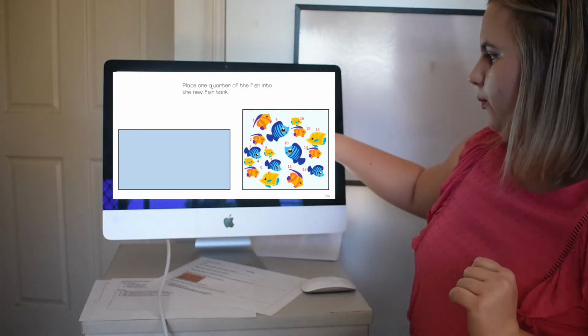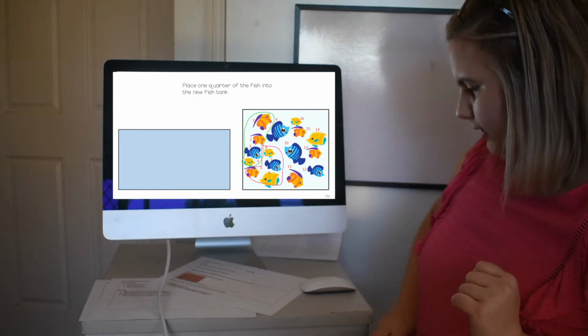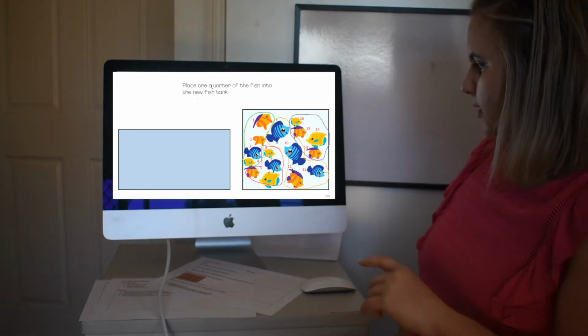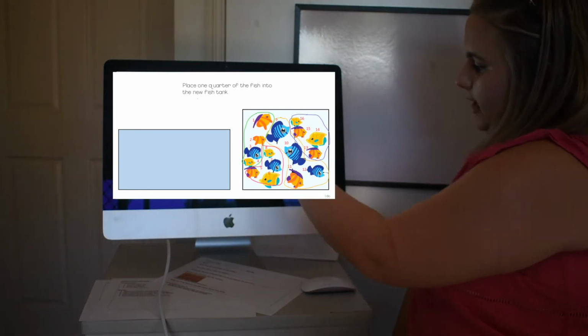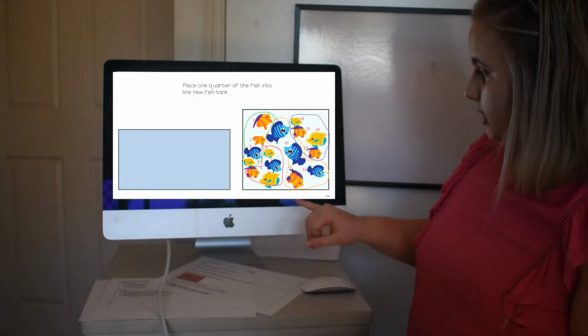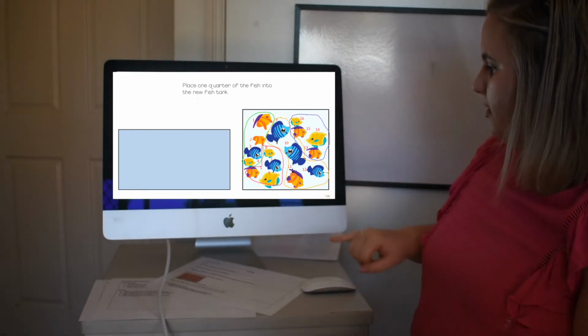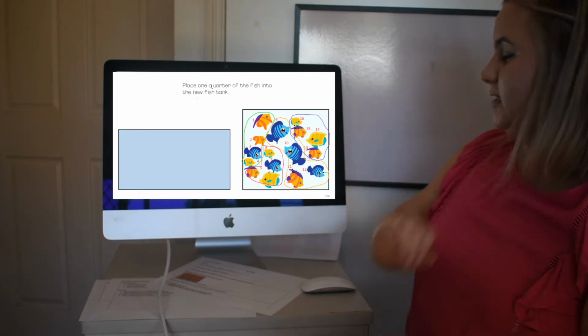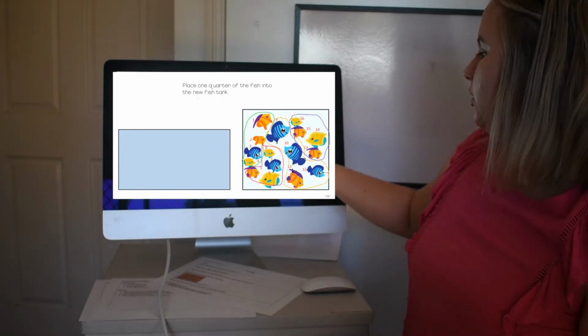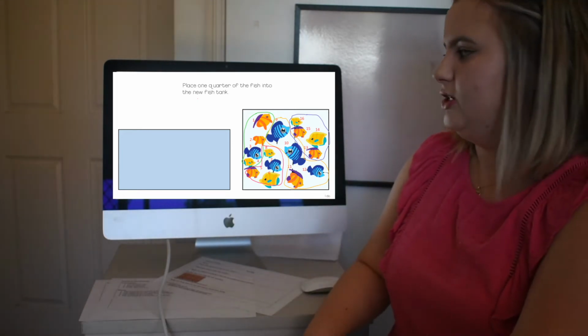So you go 1, 2, 3, 4. Let's circle the first 4. 5, 6, 7, 8. Let's circle the next selection. 9, 10, 11, 12, 13, 14, 15, 16. So I have 1, 2, 3, 4 groups of fish now.